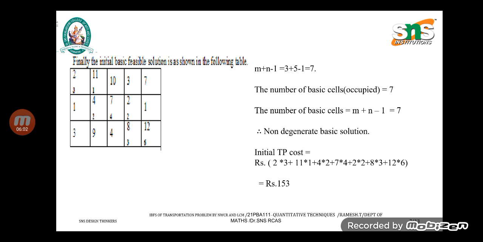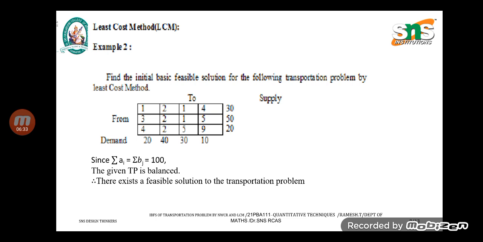So what is the transportation cost? In the first cell 2 into 3, in the second cell 11 into 1, because it is a unit cost, and in the second row, second column 4 into 2, second row, third column 7 into 4, second row, fourth column 2 into 2, and third row, fourth column 8 into 3, third row, fifth column 12 into 6. Total we get 153. That is the initial transportation cost.